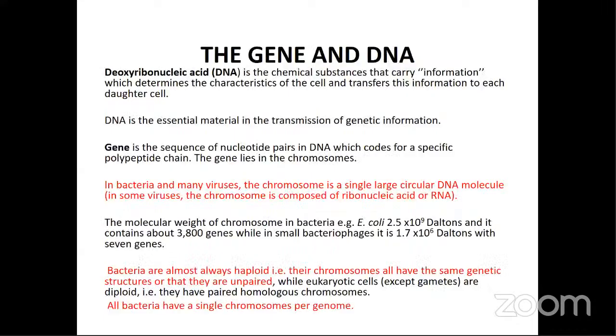So the gene and the DNA. The DNA is called deoxyribonucleic acid, and it is the chemical substance that carries information which determines the characteristics of the cell and transfers this information to each daughter cell during reproduction. DNA is very essential because it is the material that helps in the transmission of genetic information from parents to their offspring. The gene is the sequence of nucleotide pairs in DNA, which code for a specific polypeptide chain.